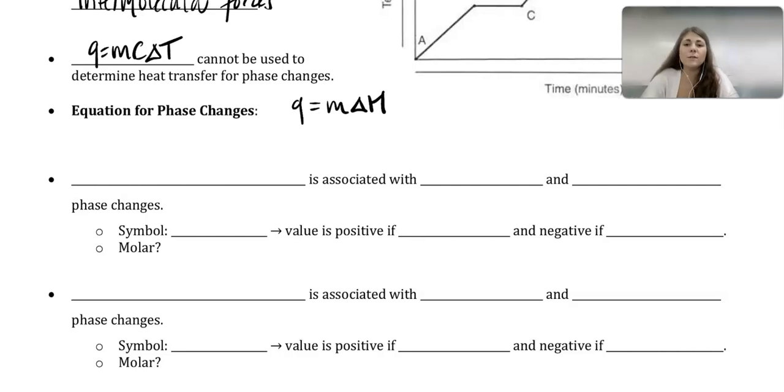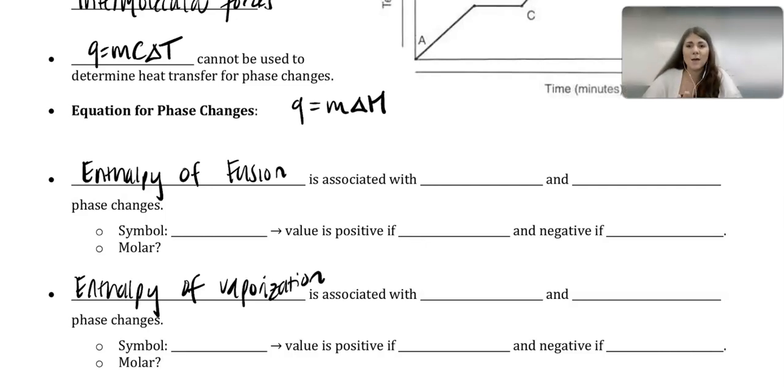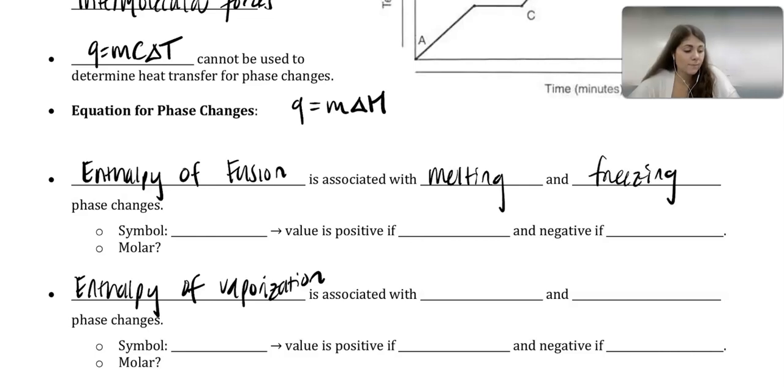So we actually have two delta H's when it comes to phase changes. And again, delta H, think of it as a change in energy, in this case, a change in actual phases. So here we have something called enthalpy of fusion, and we have one called enthalpy of vaporization. These all involve the changing of states of matter. So enthalpy of fusion is going to be associated with melting and freezing. Its symbol is delta H subscript FUS for fusion.